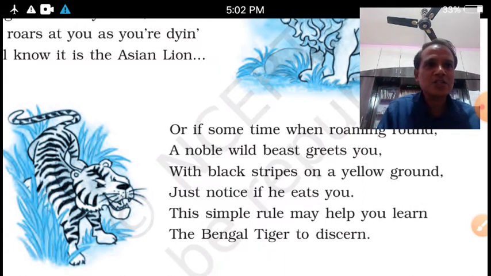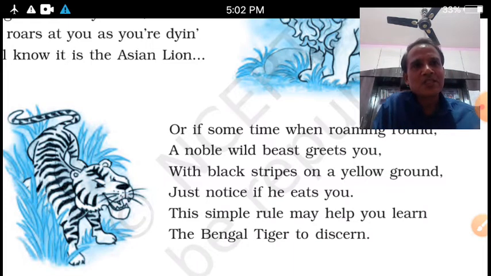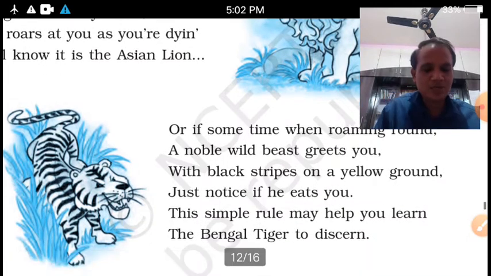As you see in the picture, it is related to a Bengal tiger. What is the special characteristic of the Bengal tiger? Let me proceed ahead. Or if sometime when roaming around, a noble wild beast greet you with black stripes on a yellow ground, just notice if he eats you. This simple rule may help you learn the Bengal tiger to discern.